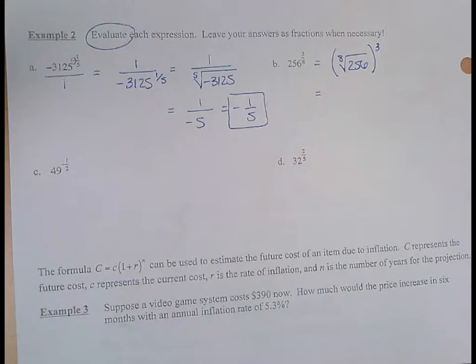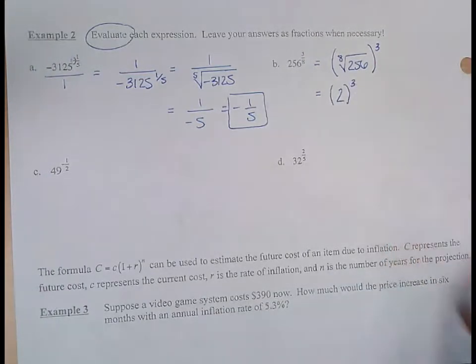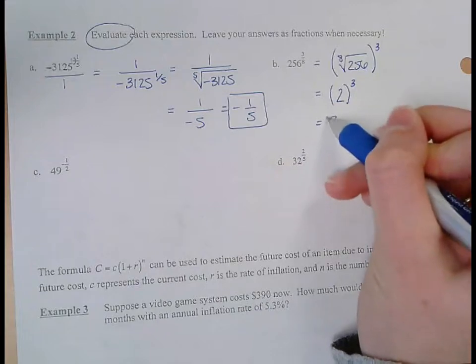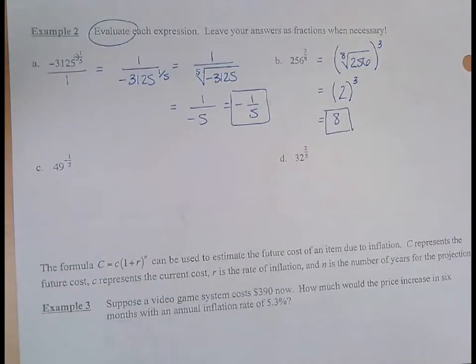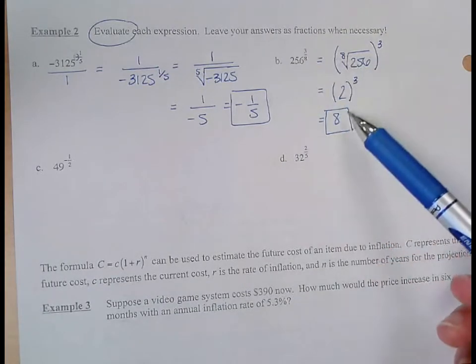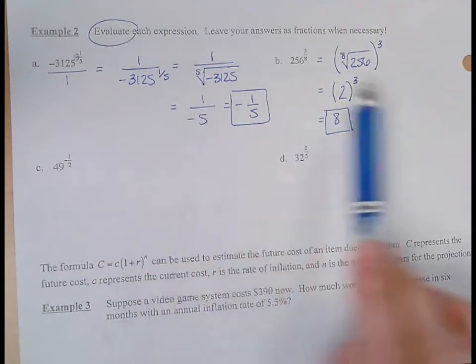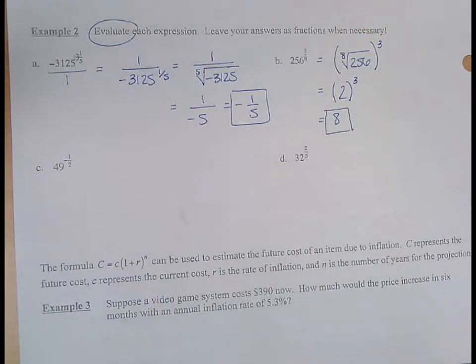Can somebody tell me what the 8th root of 256 is? 2. And then I would take the 2 and cube it. So my final result is 8. But again, that way, if you just typed in your calculator the beginning expression and you get 8, you know why it is 8. Okay, so I want you to work through part C and D, evaluate those expressions, but follow that same process of rewriting them as radicals so that you understand why you're getting the answers you're getting.